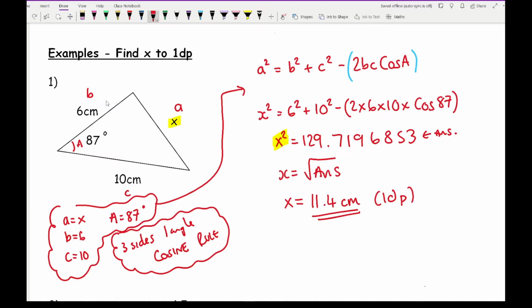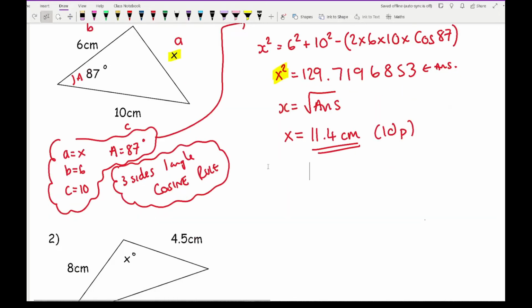So looking at the other two sides of 6 and 10, 11.4, yep, that seems reasonable, because it needs to be an answer that's lower than the sum of the other two sides. So here, if I add the other two sides, it's 6 plus 10, which is 16, and 11.4 is smaller than that, so that seems like a valid answer for me.